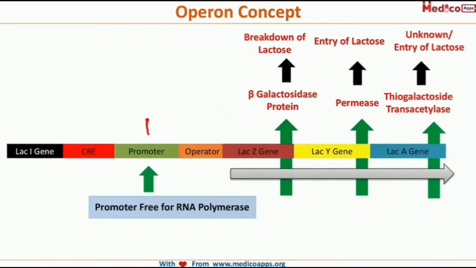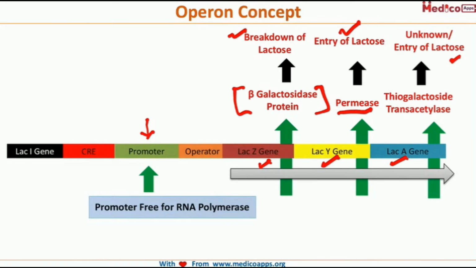The moment the promoter sequence is free, RNA polymerase can come and bind here, and then all these three genes, LacZ gene, LacY gene and LacA gene, can be transcribed. LacZ gene is for beta-galactosidase protein, and the major function of that protein is to break down lactose. LacY gene is for permease. Its major function is the entry of lactose, and LacA gene is for thiogalactoside transacetylase, and majorly again it functions for entry of lactose. So the moment lactose came, the promoter sequence is free and it can transcribe all these three genes.